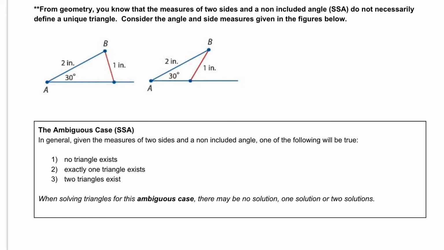Before we start example 3, let's take a look at the stuff that's right before it. From geometry, you know that the measures of two sides and a non-included angle, which is your side-side-angle, do not necessarily define a unique triangle. Consider the angle and side measures given in the figures below.